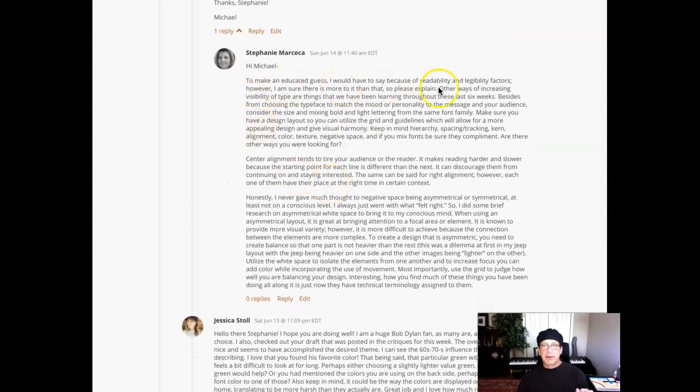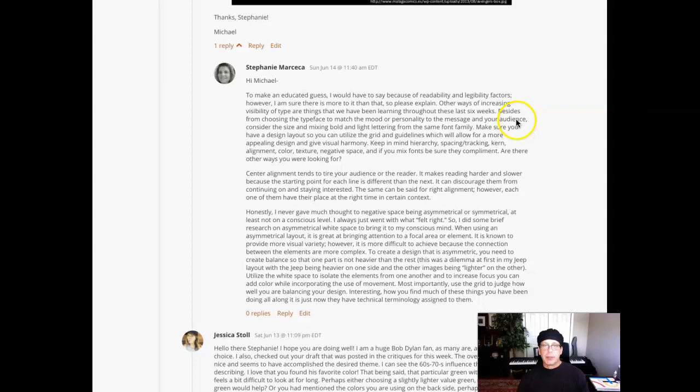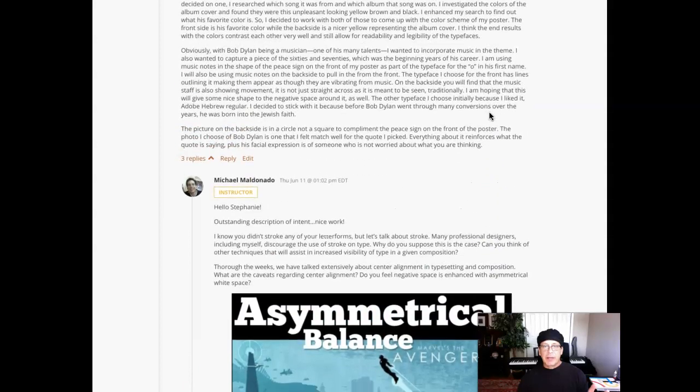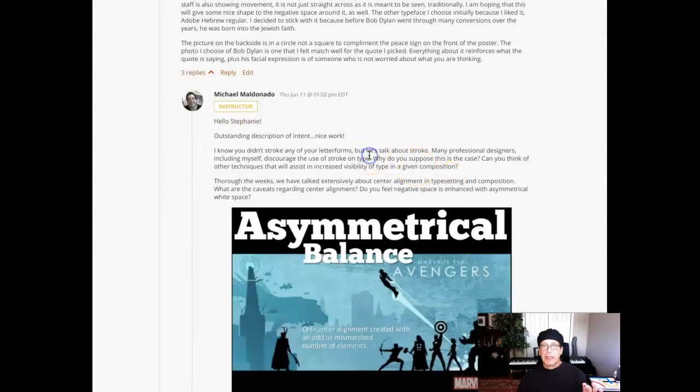So make an educated guess. I have to say this because of the readability and legibility factor. I'm sure there's more to it than that, so please explain. Okay. So I'm guessing that that is in response to why many professional designers discourage the use of stroke on typeface.